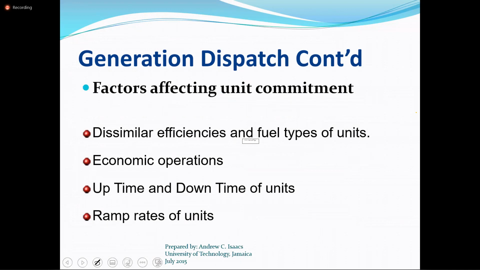So in summary, some of the things you need to consider for unit commitment: different efficiencies, different fuel types, just their economic operation. How long does it take to get the unit online? How long does it take to take it off? What is the ability of the unit to take on load quickly? That's what we mean by the ramp rates. How would it behave in taking on load quickly?